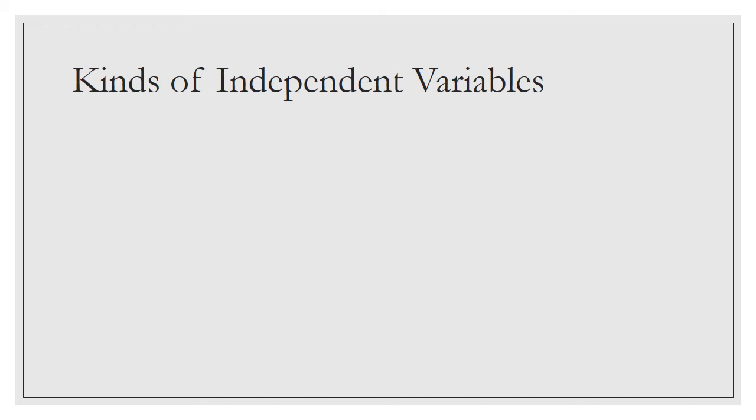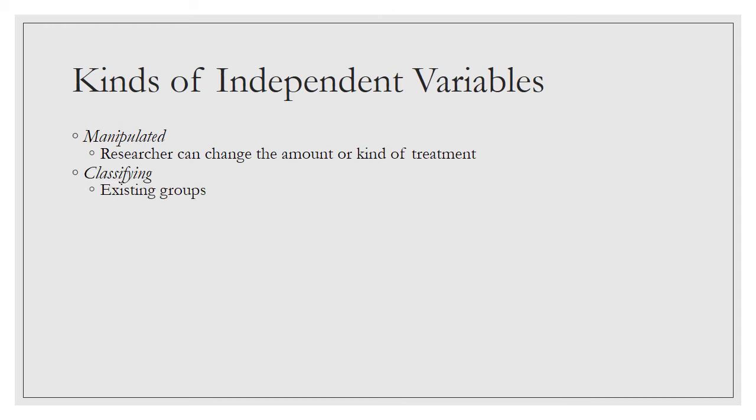There's a lot of language we can put around independent variables. When we have control over the independent variable, when the researcher can change the amount, kind, or presence and absence of that variable that they wish to control, that they can manipulate, we call it a manipulated independent variable. When we can't control it, but those groups exist and we can identify and classify them, we call that a classifying independent variable. Sometimes this is the distinction, whether or not we can control what we're interested in as a treatment effect, between experimental and quasi-experimental designs.